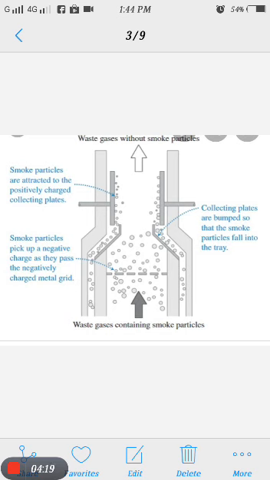This is the figure diagram of the chimney. It has two plates, a wire grid, and the smoke or waste gas which is going out. The waste gas will move out without smoke particles because these plates are charged and the wire grid charges the smoke. So these smoke particles will be attracted by the electrostatically charged plates. In this way, the waste gases without smoke particles will be released.